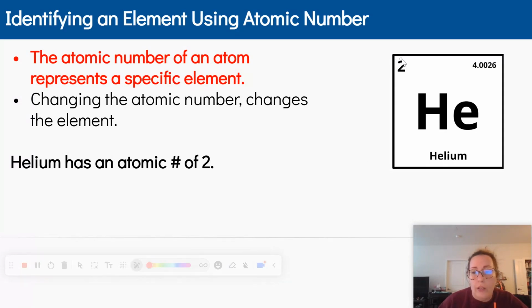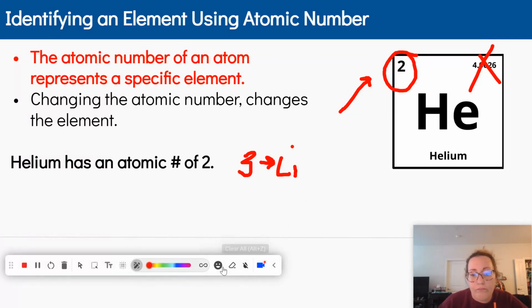When you're looking at the periodic table, that number is going to be your whole number, and it's usually at the top of the box for that element. The other number is the average atomic mass, which we'll be looking at in a different video. So helium, every atom of helium will always have an atomic number of 2. Now, if we were to change that number to a 3, we would no longer have helium, we would have our element lithium.